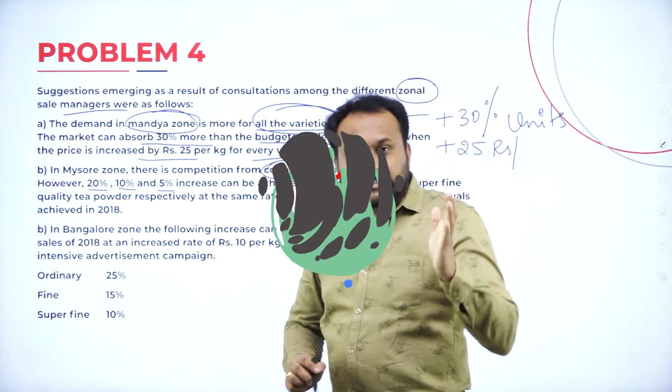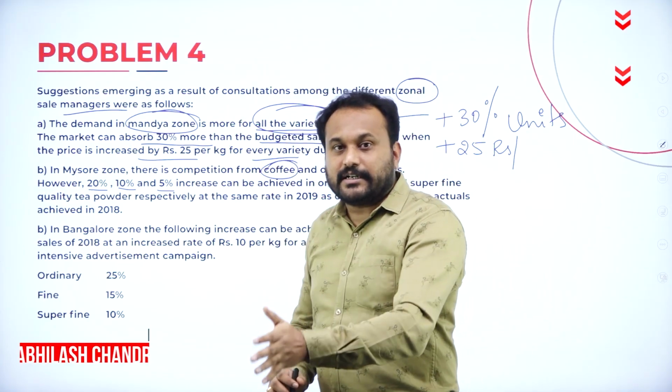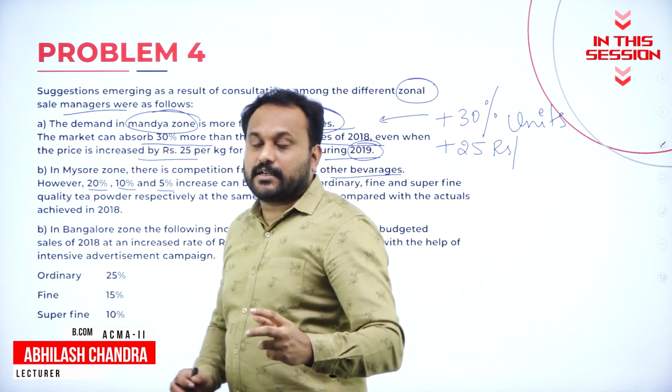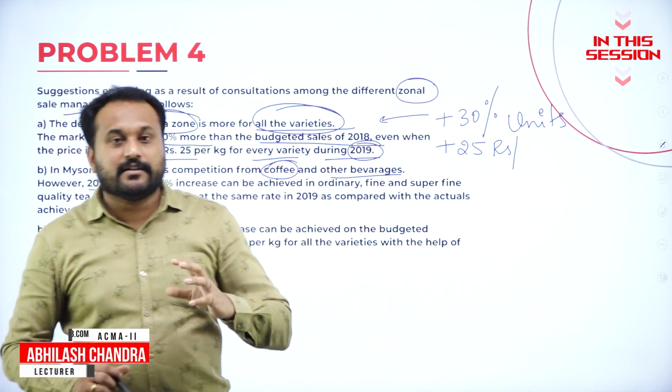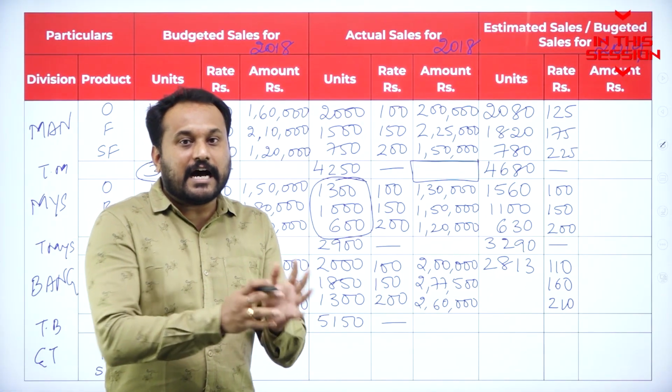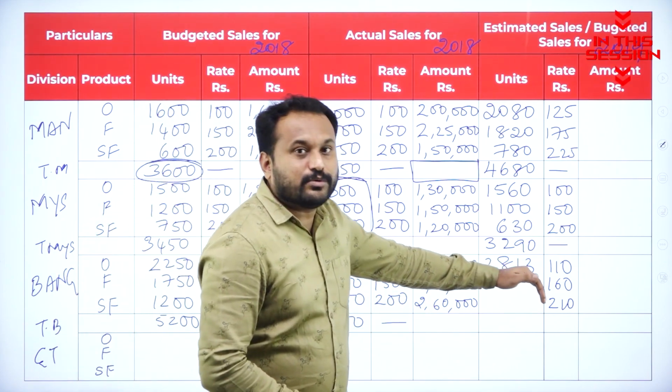Whenever they give this kind of a thing, 20%, 10%, 5%, you need to know which product or which type of tea they are increasing or decreasing. Units are never in half, so you take the full unit.